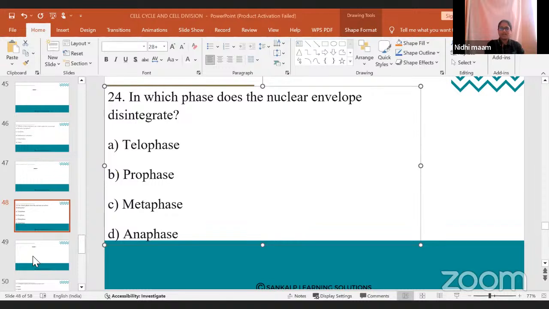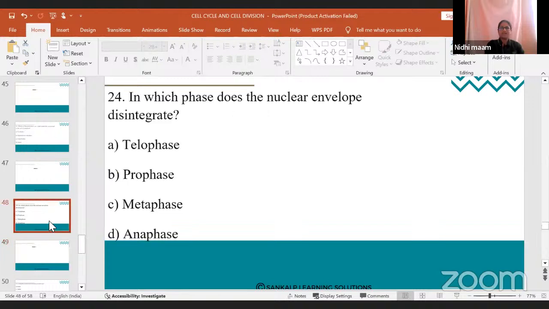So most of you answered it as option B, that is prophase. Actually, during the metaphase there will be a disintegration. Madan Nayak answered it correctly. So option C, during the metaphase there will be a disintegration. Dhanush HJ answered it correctly. Sorry, it is option C, not option B, option C, metaphase.